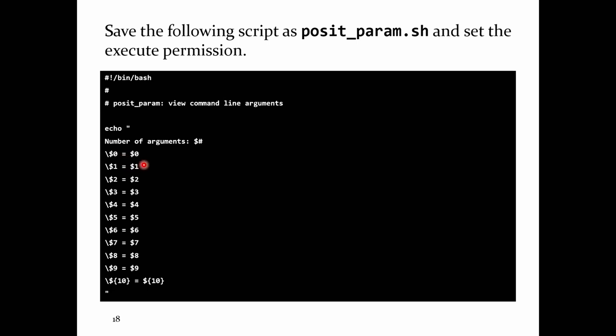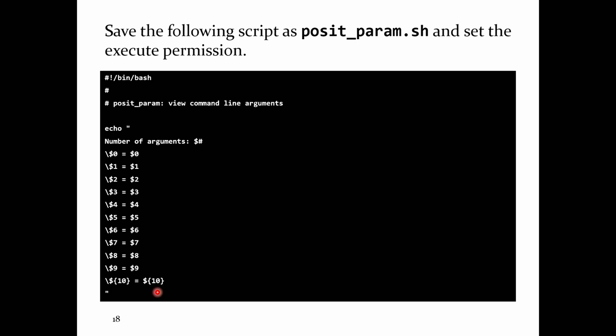So $0 is the first positional parameter, or I guess it's the zeroth positional parameter. $1 is the, I guess, first, second? I don't know, we count from zero. So first, second, third, fourth, and so on, right? So $0 through $9, those are the first 10 positional parameters. You can have more than 10 positional parameters if you want to, but if you do, the way you get to them is with ${}, right? So ${10} is the 11th positional parameter, then ${11}, ${12}, ${13}, ${14}, and so on. There is a limit to the number of positional parameters you can have, but it's usually quite large.